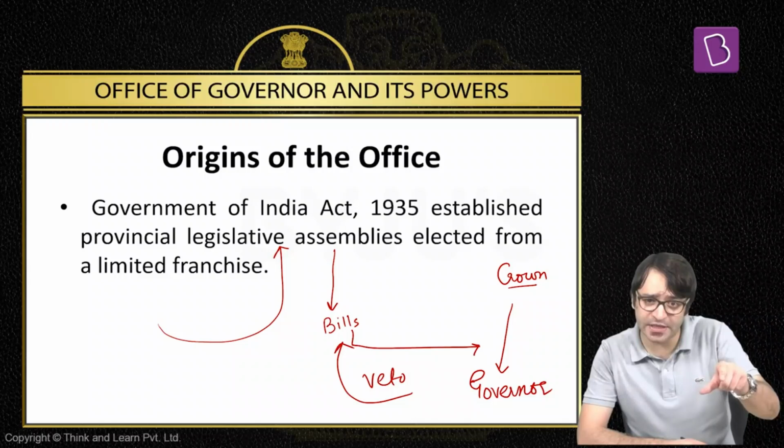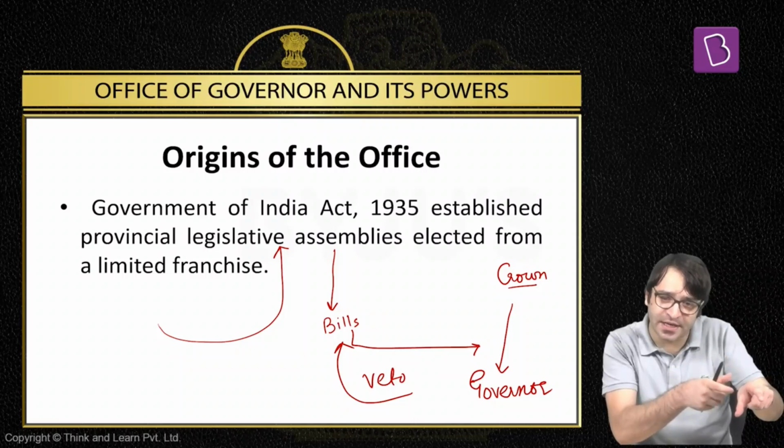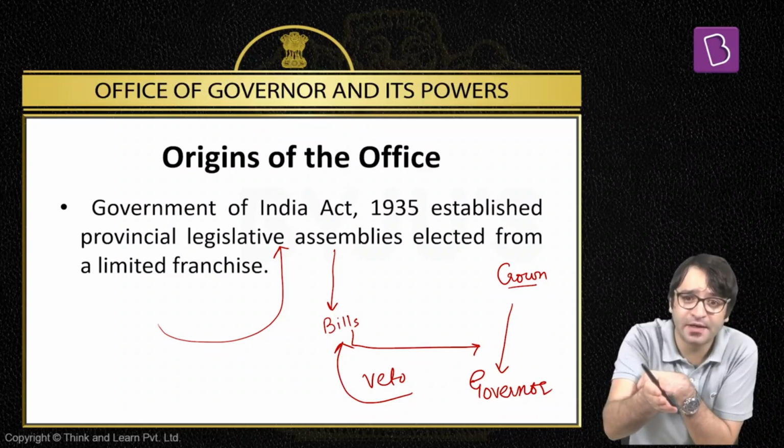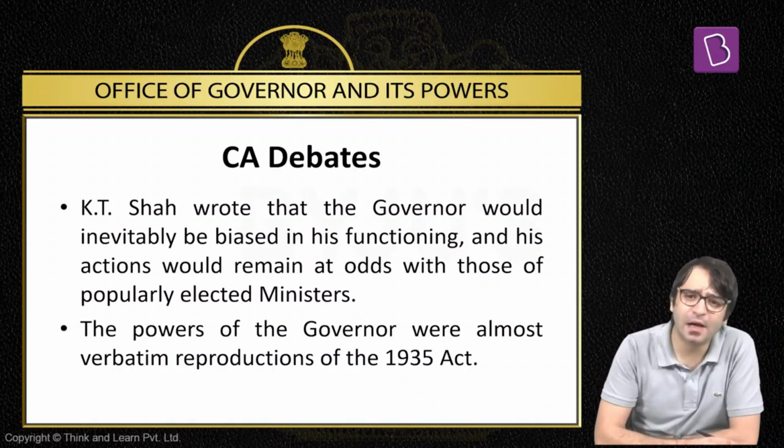But if this provincial legislative assembly goes against the British crown, for that we have a defender. Who is the defender? Governor. And when this bill is submitted to the governor for his signature, he will not give the signature. So to safeguard the interest of the British crown, we had retained the office of governor. But after the independence of India, after the commencement of the Constitution of India, why should we have this office of governor? In Constituent Assembly, there were heated debates about the office of the governor.